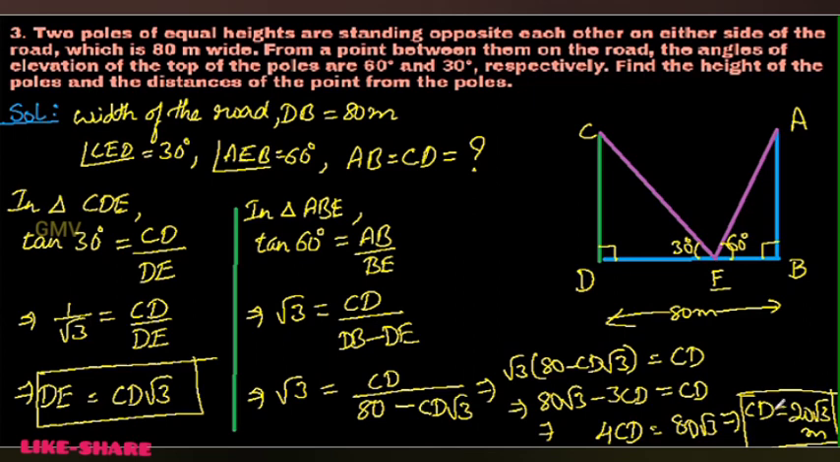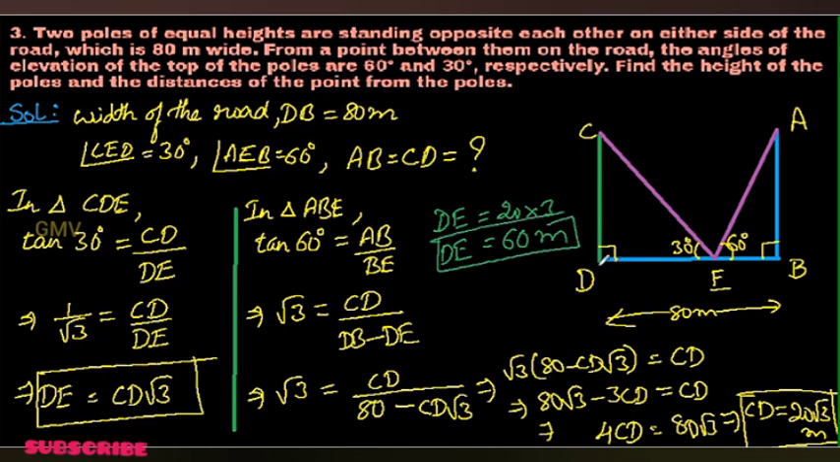If you substitute the value of CD is equal to 20 root 3 here, so DE is equal to CD root 3, that is 20 root 3 into root 3, means 20 into 3. So we get 60 meters. So DE value is 60 meter. DE value is 60 meter means totally BD is 80. This is 60. So EB is equal to 80 minus 60. So we get 20 meters. So EB is equal to 20 meters.